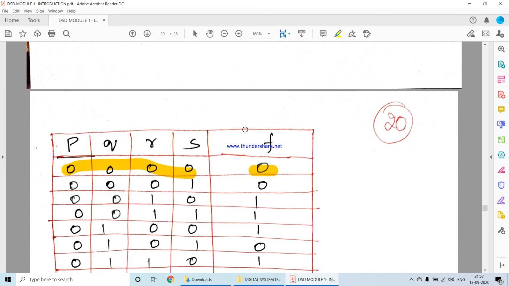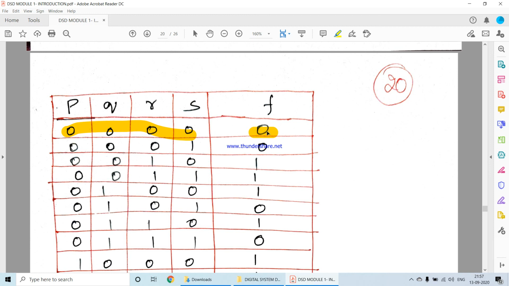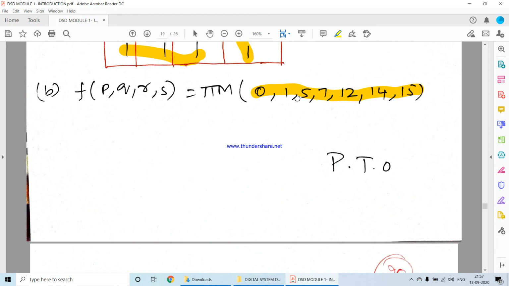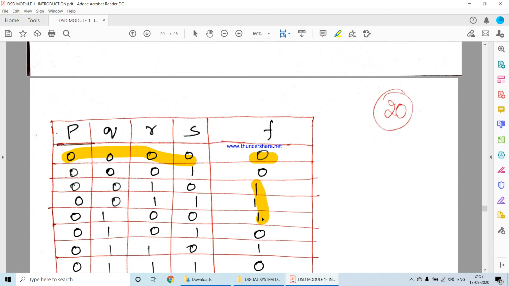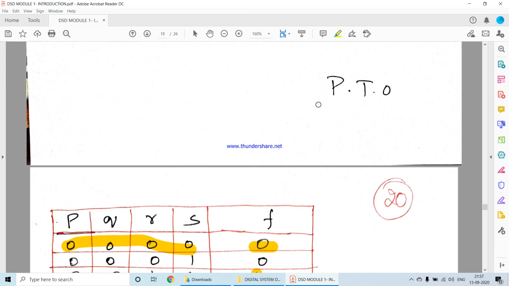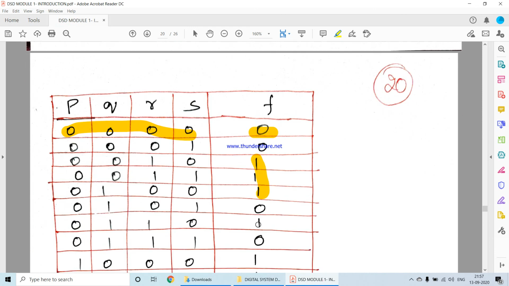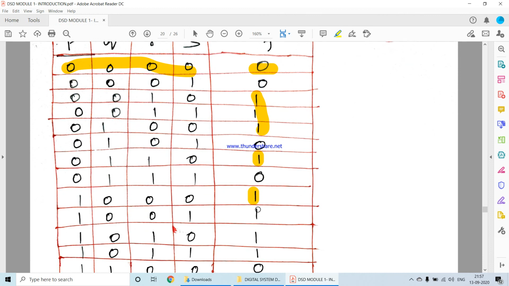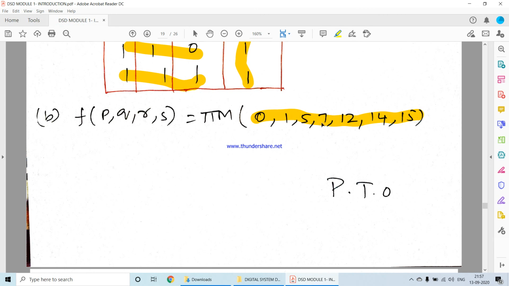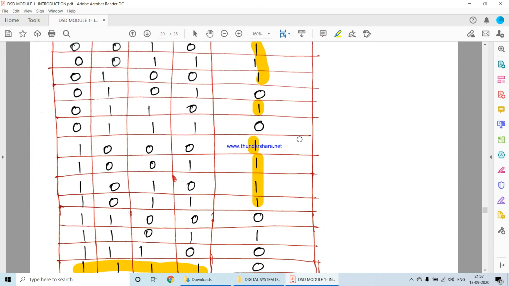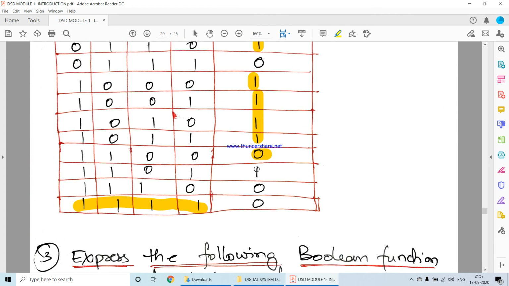1 value. Okay, so 0 was there, so take 0. See, 0 is there, 1 is there, 2, 3, 4 is not there, therefore 2, 3, 4 will take 1 value. 5 is there, so it will take 0. 6 is not there, so 1. 7 is there, 0. 8 is not there, 1. 8, 9, 10, 11, all 4 entries are not there here. 12 is there, so 0. 13 is not there, so 1. 14 and 15 are there, 0, 0.